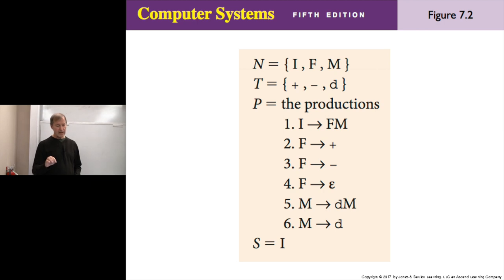The rules of production are what? Rule 1, I produces an F concatenated with an M. Rule 2, an F produces a plus. Rule 3, an F produces a hyphen. Rule 4, an F produces a what? An empty string, an empty character, right? And then an M produces a what? Rule 5, a D concatenated with an M, and then an M in rule 6 can also produce a D. And our start symbol is what? I, okay? So now, let's do a few derivations with this.